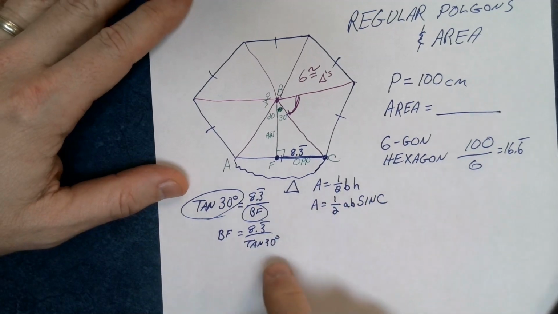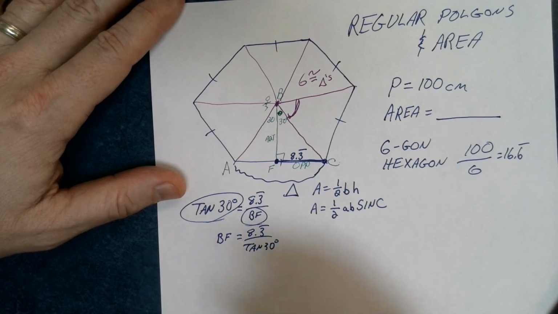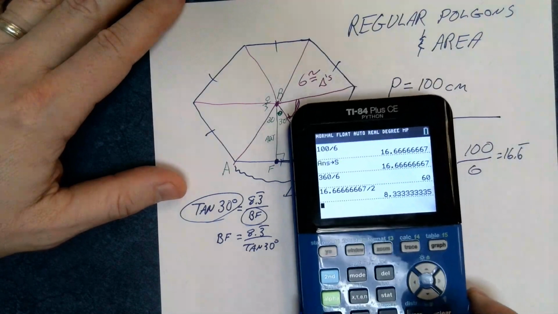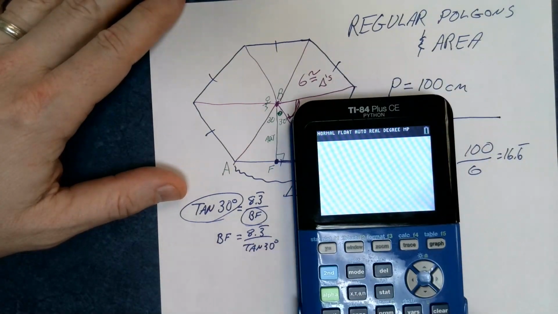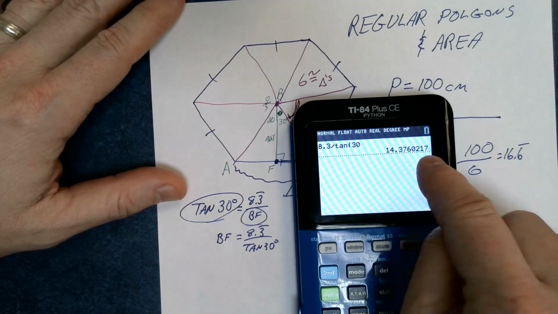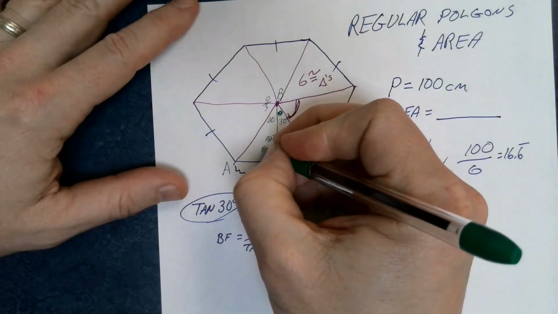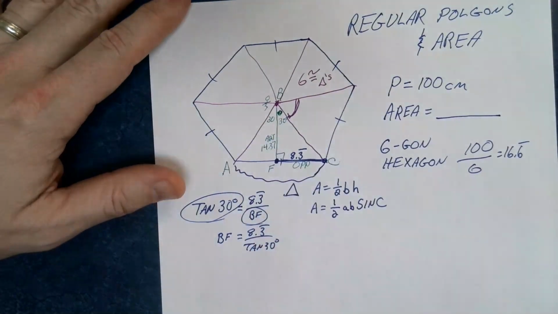And remember, if you knew special right triangles, because we've already covered it at this point, you could just use special right triangles, if you feel comfortable with that. I just know that not everybody has been able to stay with that all the way through. So I got 8.3 divided by the tangent of 30, and I get 14.37. So my length right here is 14.37.